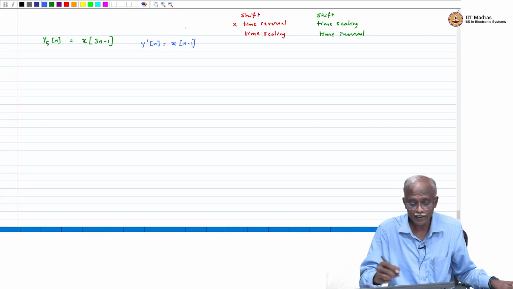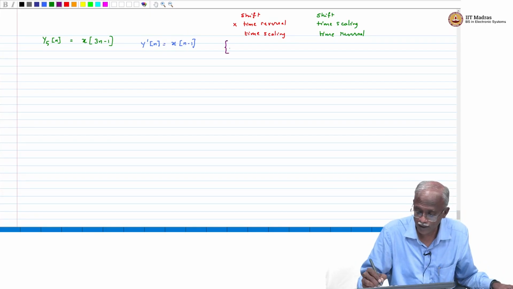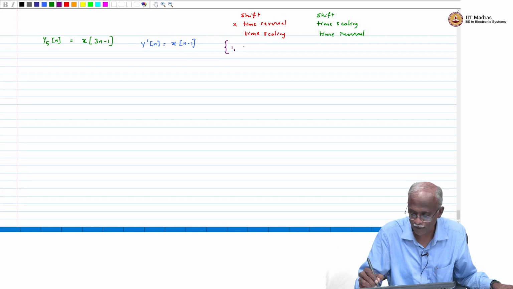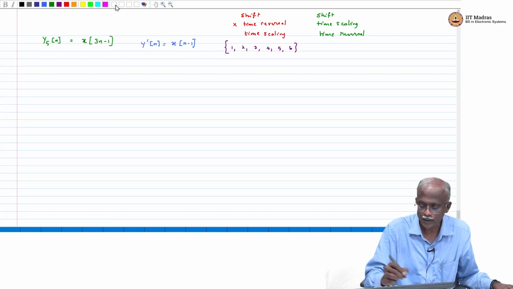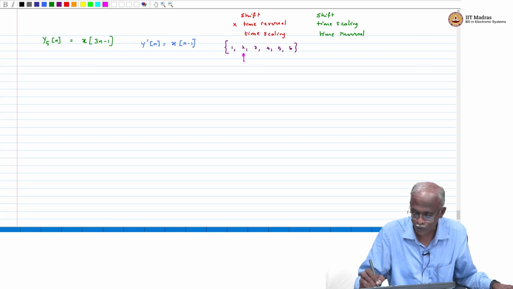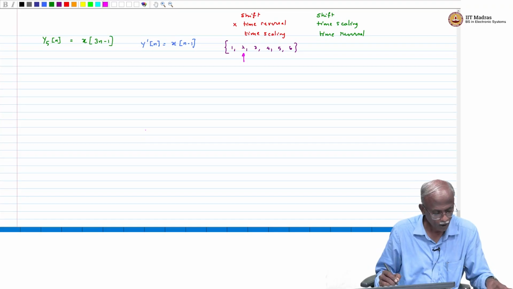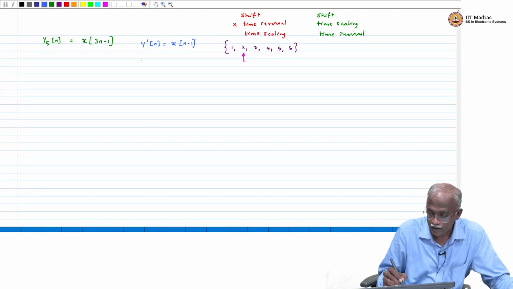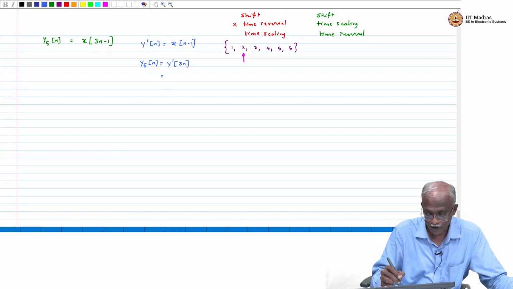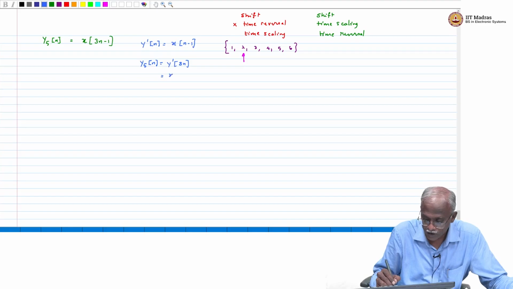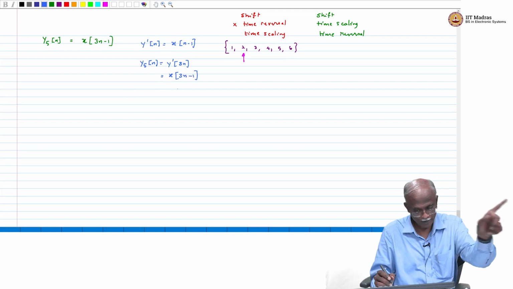You know how to do that. It's a sequence which is shifted to the right, delayed by 1 unit of time: 1, 2, 3, 4, 5 and 6. The origin now is at 2. The time scaled version, y5 of n, is equal to y prime of 3n. This is the same as x of 3n minus 1: wherever there is n, you substitute 3n minus 1. That's the expression that we want.